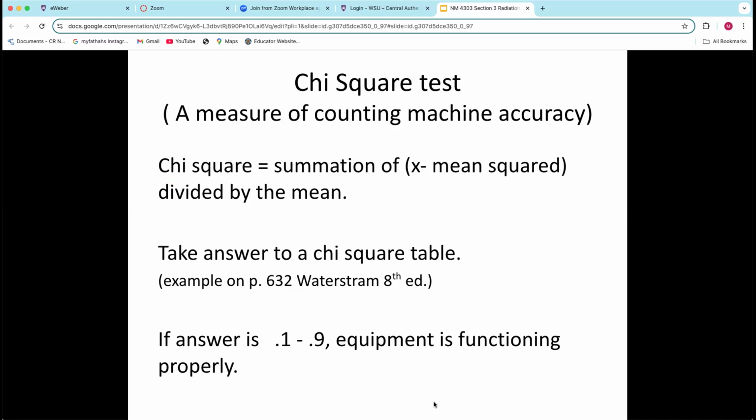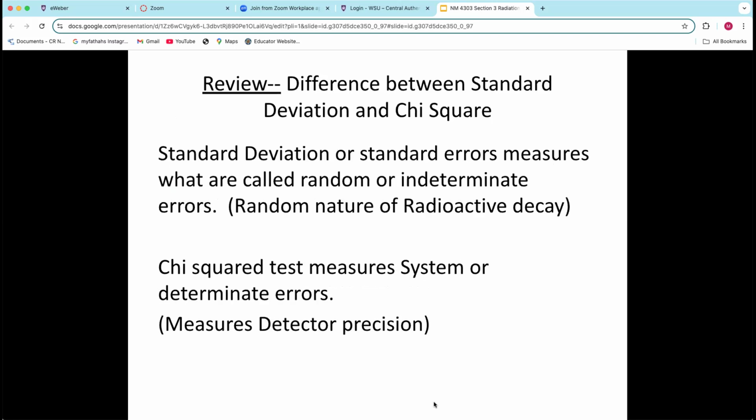And I've listed some of that right here: a measure of counting machine accuracy and 0.1 to 0.9. I listed this to separate the two concepts. Standard deviation or standard error measures the randomness, the random nature of radioactivity, and gets us accurate. Chi-square measures systematic or determinate errors, the precision of the counting machine.